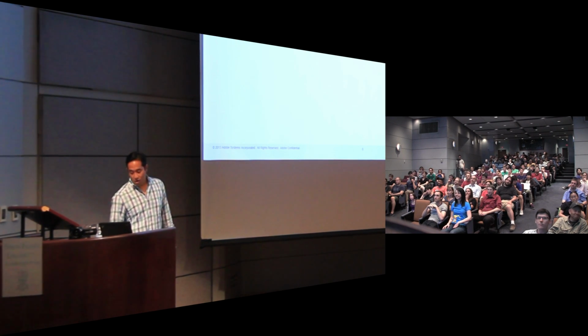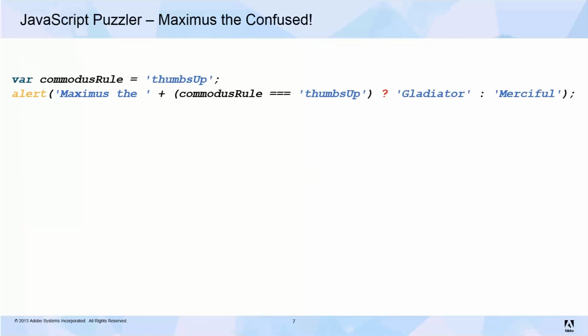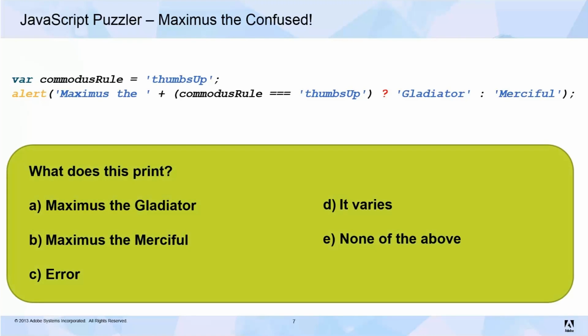So our first puzzler, I call this Maximus the Confused. Hopefully everyone can see this, but it's just 2 lines. I'll give you a minute or 2 just to read it. The question is, what does this print? Feel free to talk to your neighbors and discuss this. I'll take a vote for who thinks what answer. So I'll give you a minute or 2.